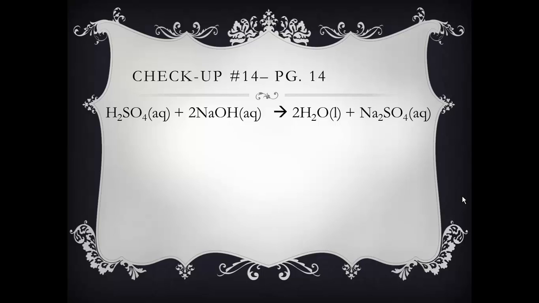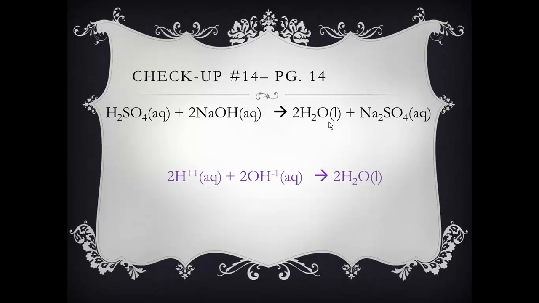Alright, here we have an acid-base reaction. Sulfuric acid plus sodium hydroxide yields water and sodium sulfate. Check your parts. H goes from AQ to liquid. Sulfate goes from AQ to AQ, so sulfate would be a spectator. Na goes from AQ to AQ, spectator. OH goes from AQ to liquid.